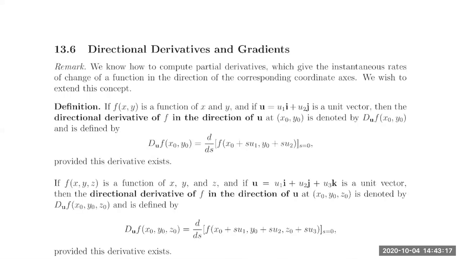In section 13.3, we introduce partial derivatives, which provide instantaneous rates of change of a function in the direction of the x, y, and z coordinate axes. We would like to expand this concept so that we can find instantaneous rates of change in any particular direction, not restricted to the coordinate axes. So this brings us to the notion of a directional derivative.